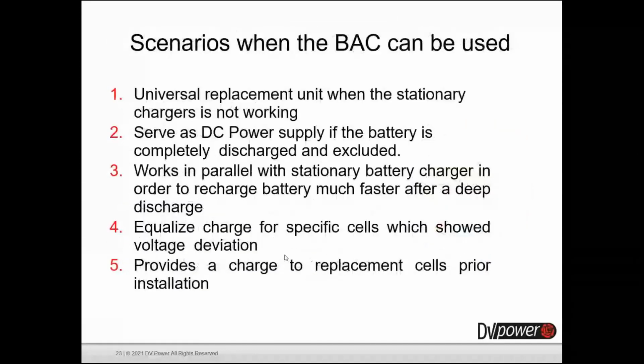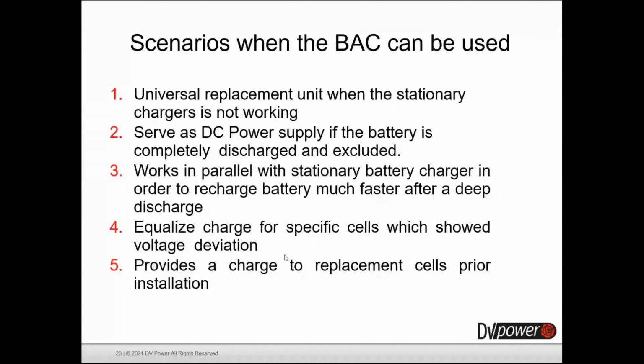And our BAC devices can be used as a universal replacement unit when the stationary charger is not working, or our charger can serve as a DC power supply if the battery is completely discharged and excluded. Our charger can work in parallel with the stationary battery charger in your substation in order to recharge the battery faster after a heavy discharge.